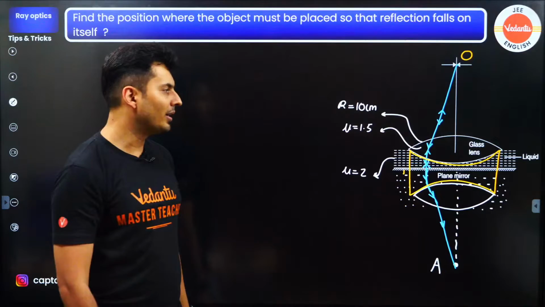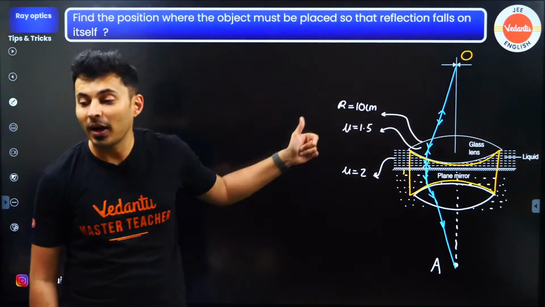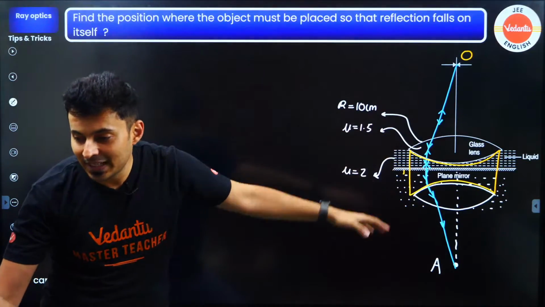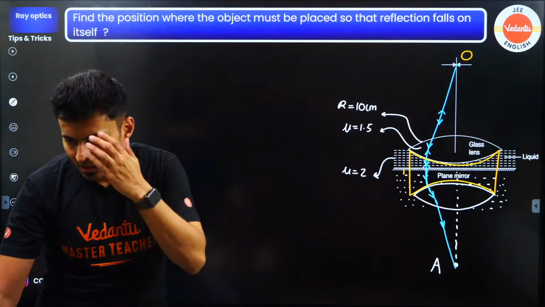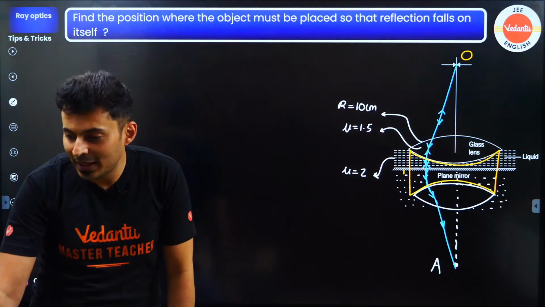What does it make you feel? What kind of arrangement is this?